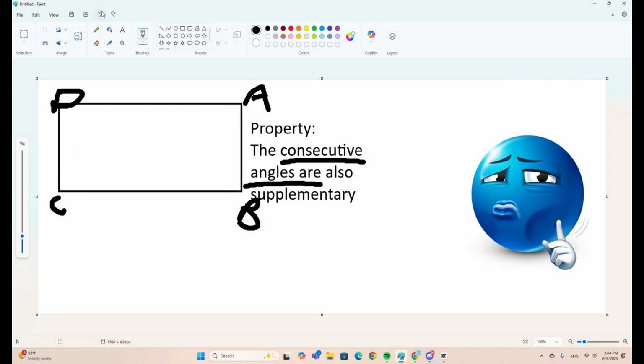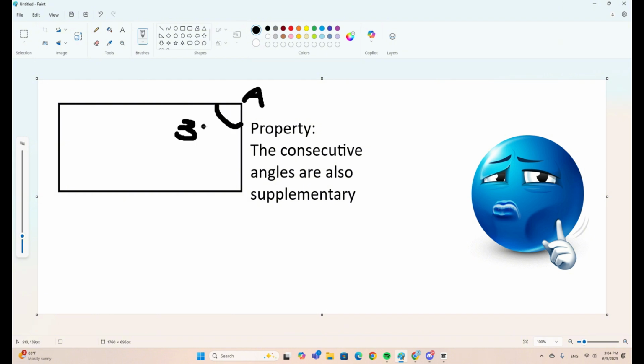Now, what does it mean to be supplementary? To be supplementary means that it adds up to 180 degrees. So for example, if angle A is 70, angle B must be 110. 110 plus 70 is equal to 180. Now, let me give you an example. Pause the video real quick and figure out this question. Angle A is 35 degrees. Find angle B. If you said that angle B was 145 degrees, you're correct.